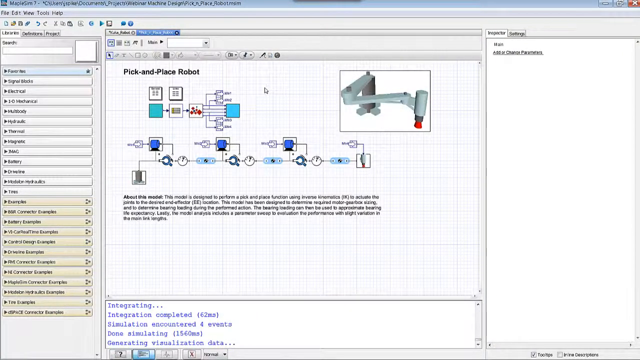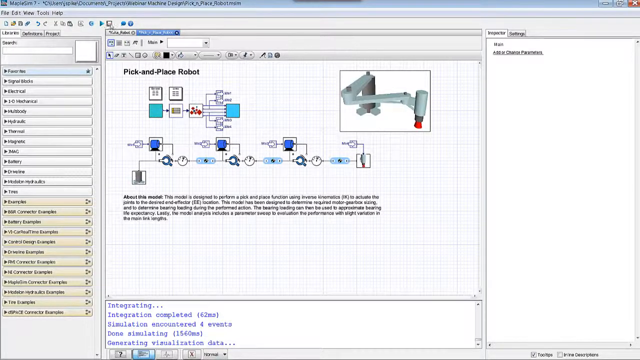This model is a pick and place robot mechanism. This model has been specifically designed to answer the questions of what is a proper motor sizing for my robot? What if I vary some of the link parameter characteristics, and how does that affect my robot design? As well as taking a look at some of the bearing calculations to find out what bearing loading I may have.